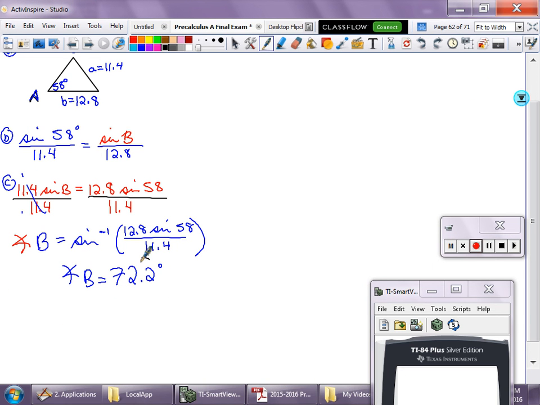Right away, we're dealing with two acute angles, 58, 72.2. We want to test for two triangles. In order to do that, we're looking at this original: angle B is somehow separated. There's some type of hidden angle up here where it's going to be another name for angle B. We'll have two angles, B1 and B2.